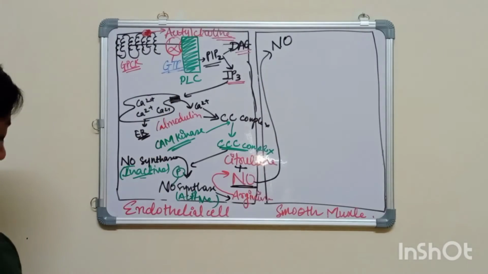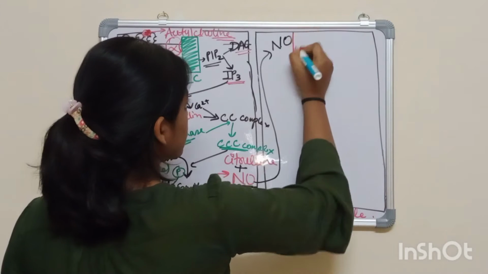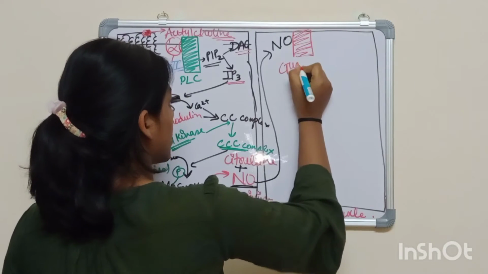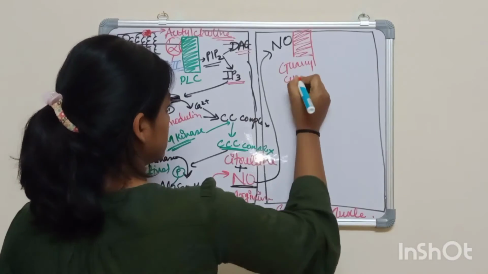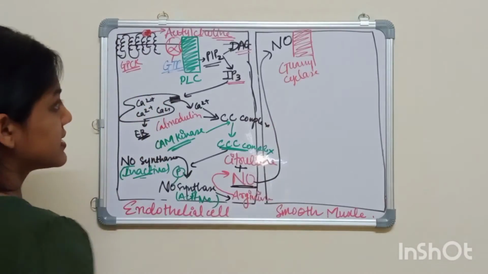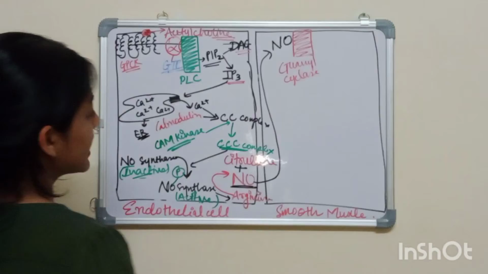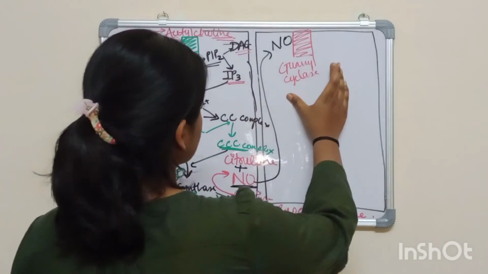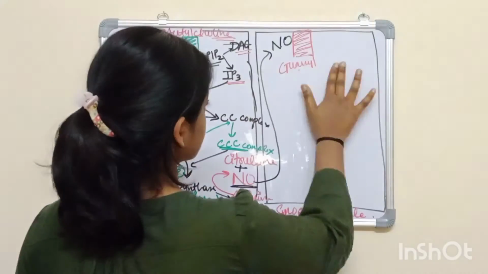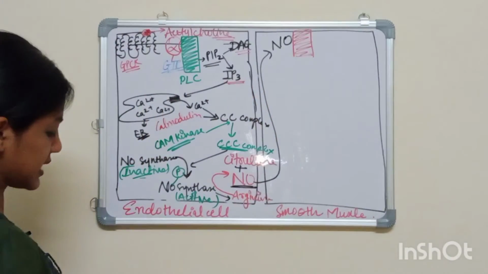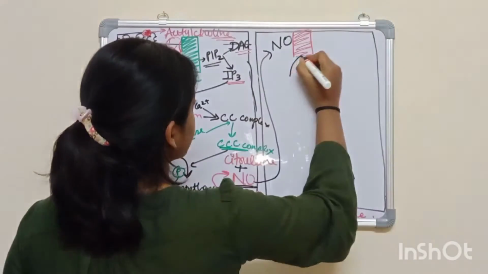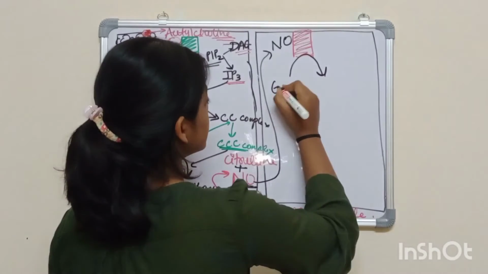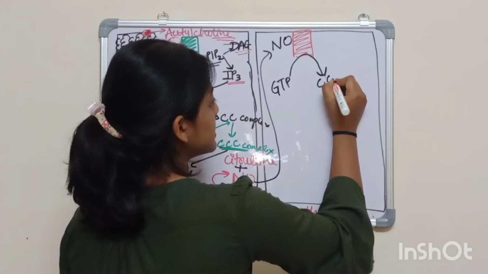Now this NO will activate guanyl cyclase. This is guanyl cyclase. NO goes into the smooth muscle layer and it binds to the guanyl cyclase and activates it. Now guanyl cyclase becomes active. So active guanyl cyclase converts GTP into cGMP.